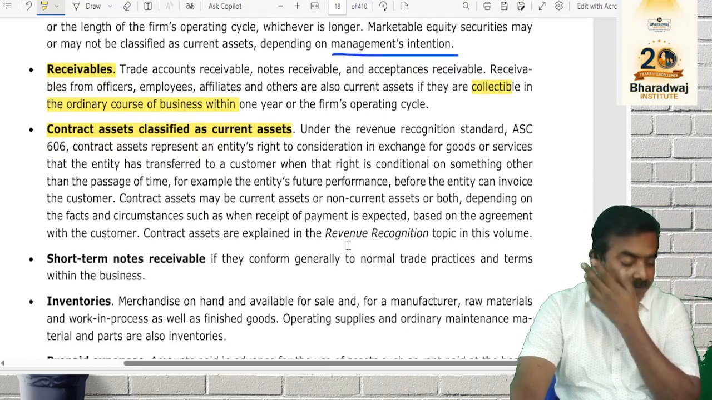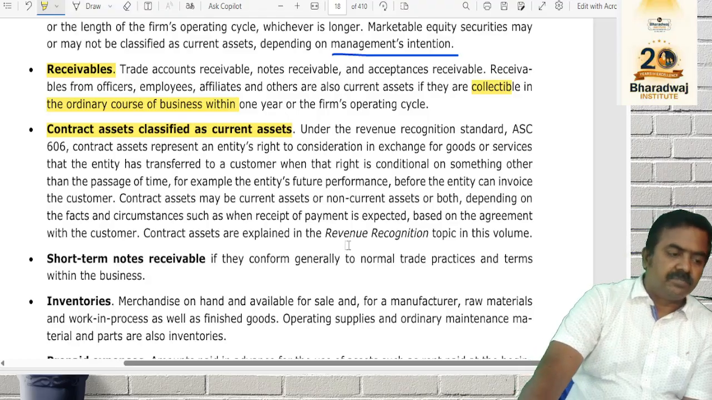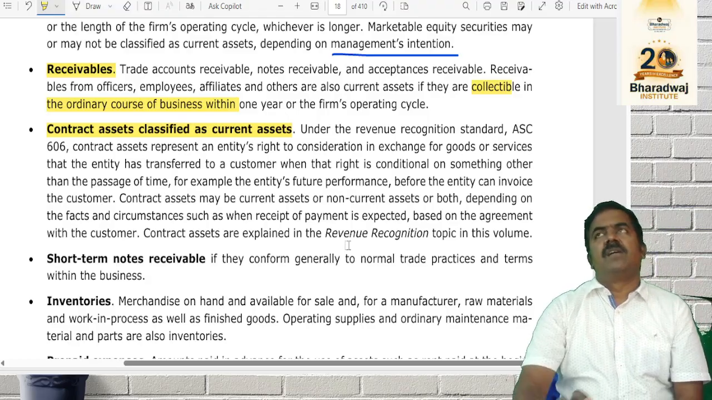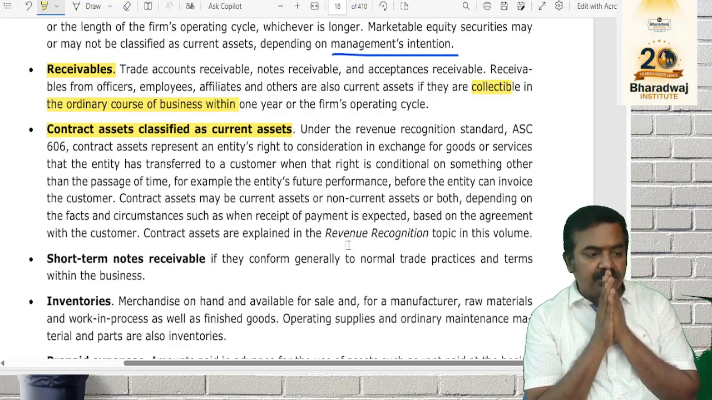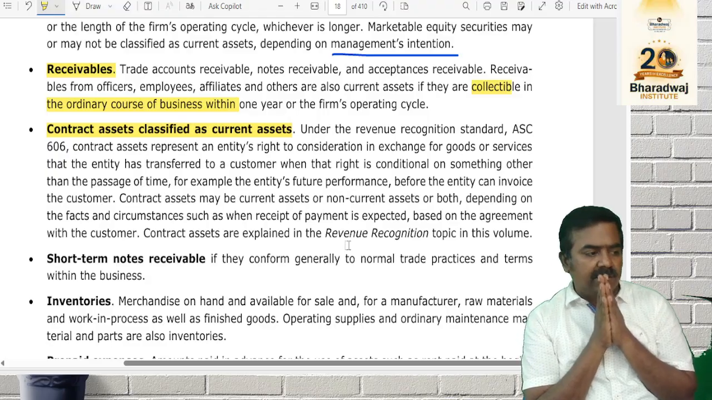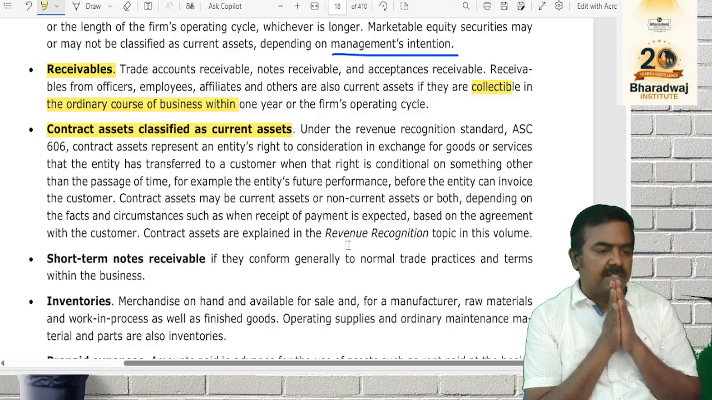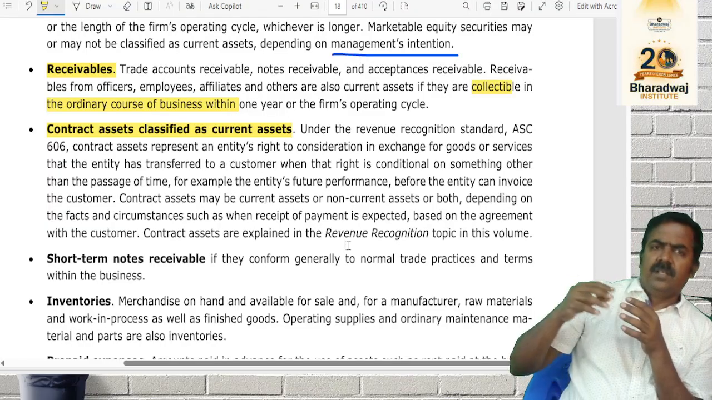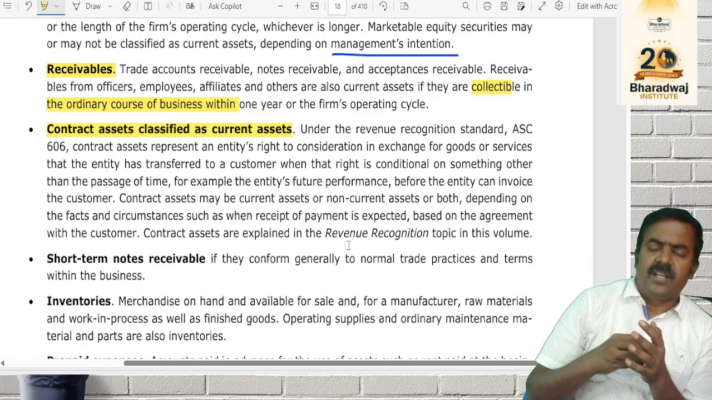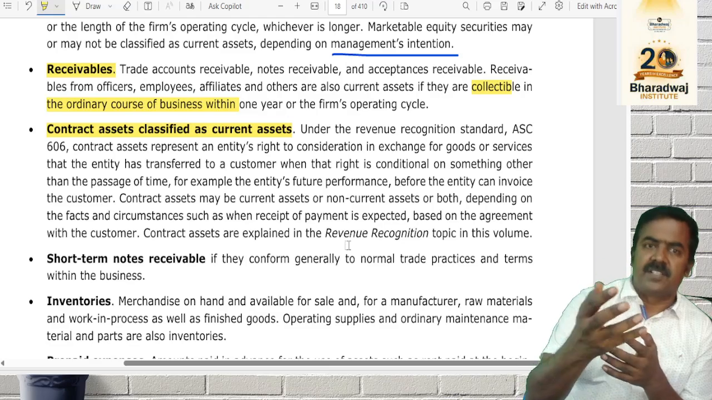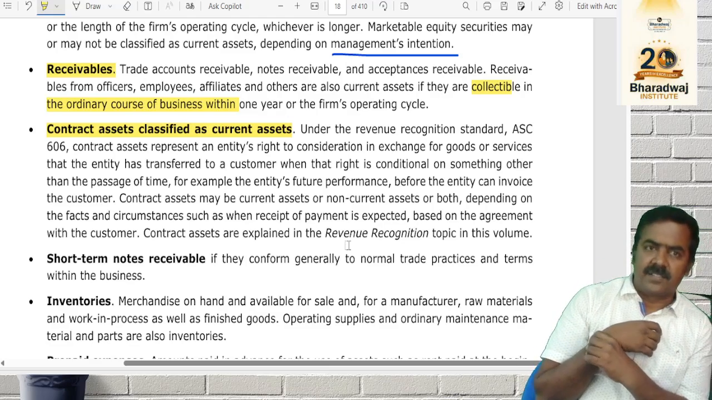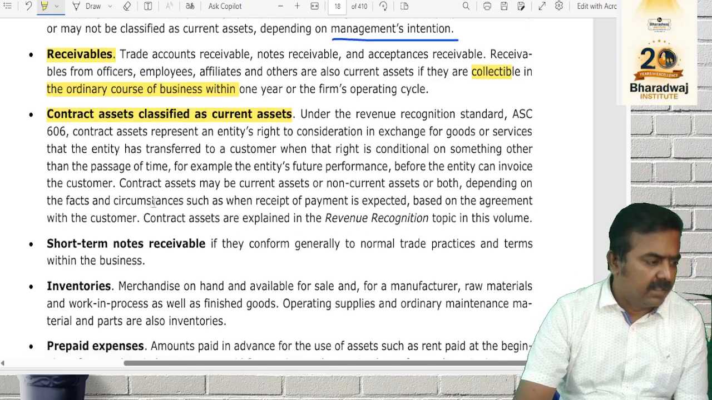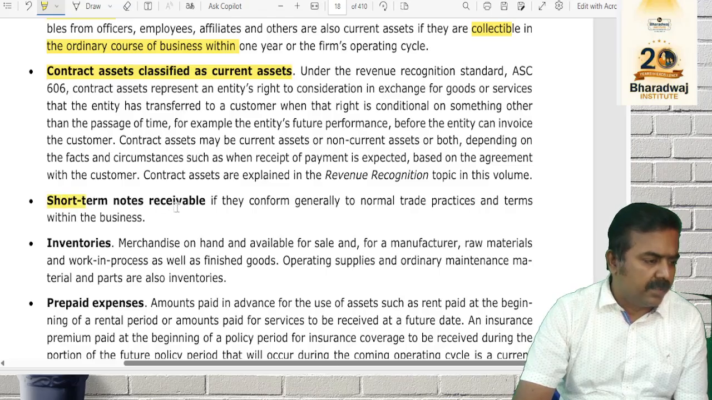Contract assets. What do you mean by contract assets? No, that is not a kind of contract asset. Okay. I have created an asset that is for sale to the customer. That is called what? Contract assets. Then short-term notes receivable.